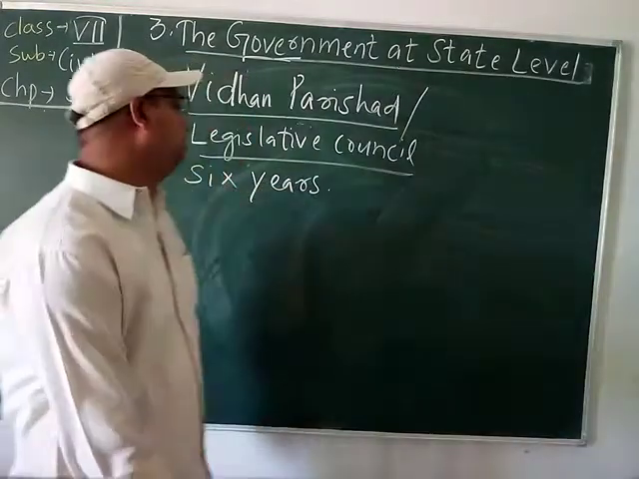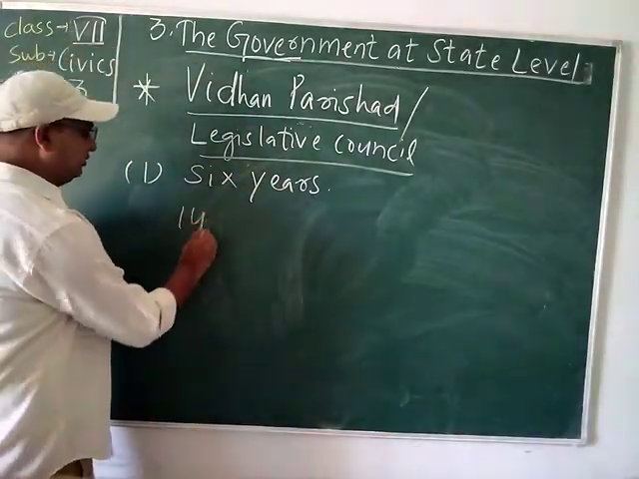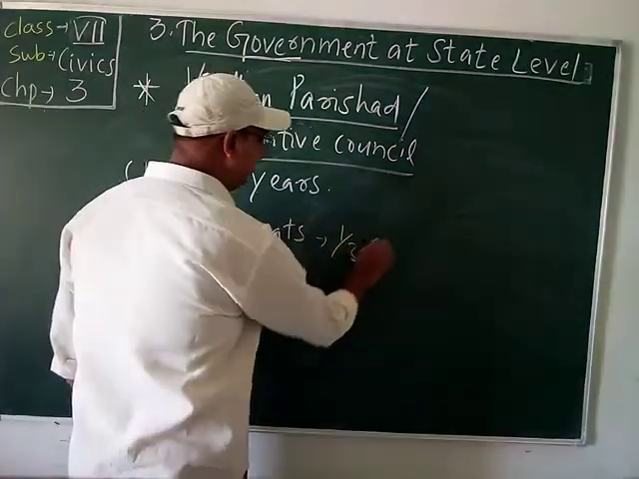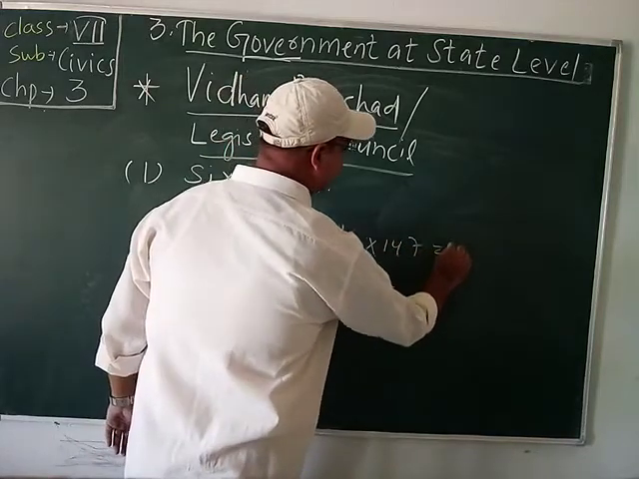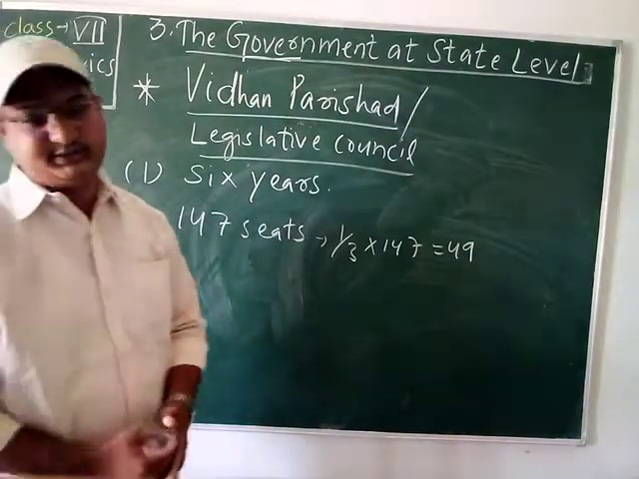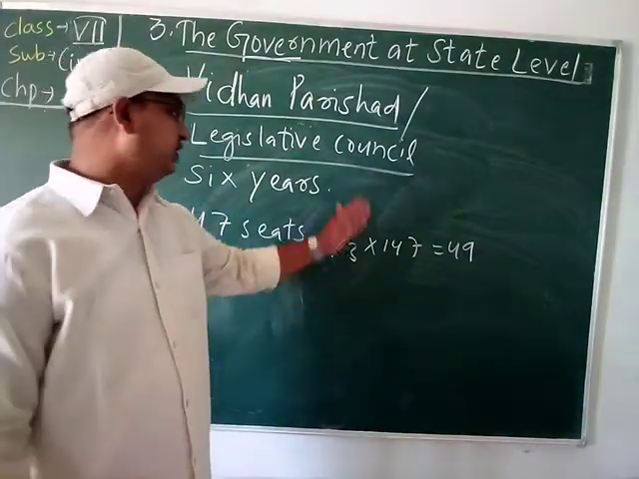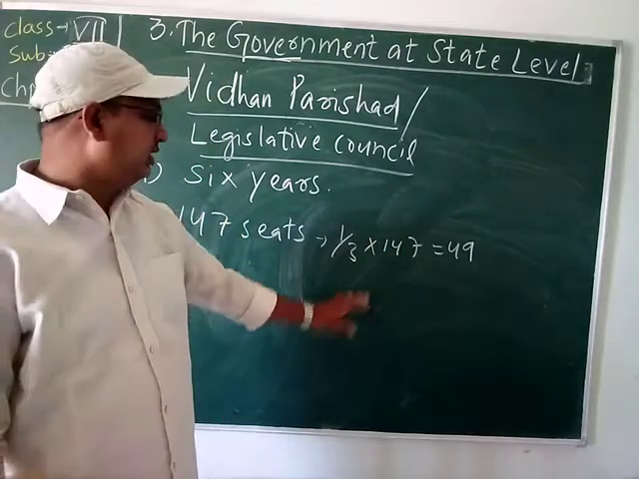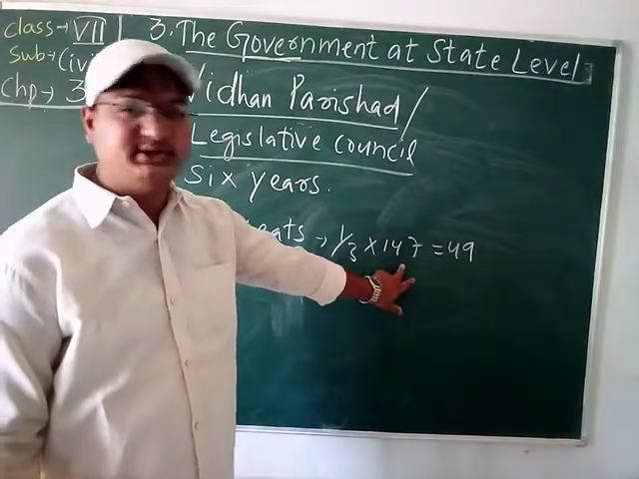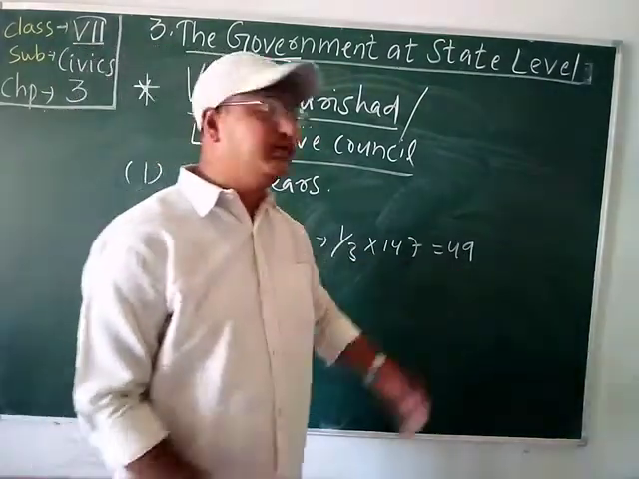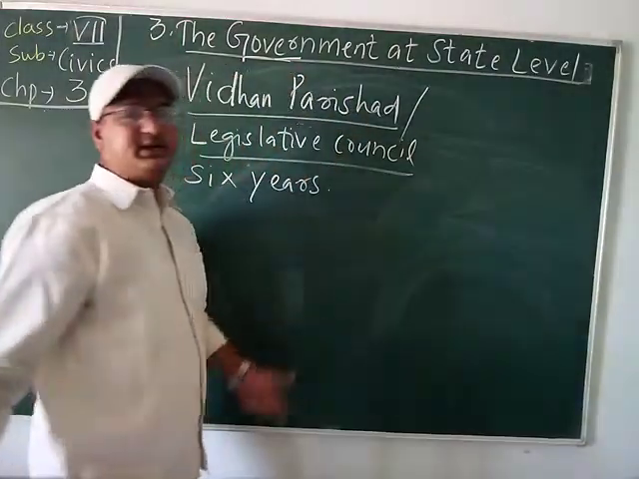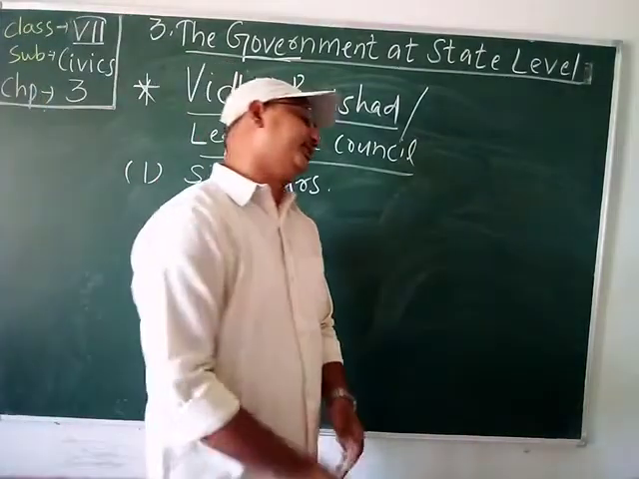Students, let us take an example. If our state has 147 seats, that means 1/3. It means if Vidhan Parishad is constituted in our state, Odisha, then there can be only 49 members. As the condition is there, 1/3 of 147 seats, the total seats of our state, will be 49. This is a major condition of the Vidhan Parishad.